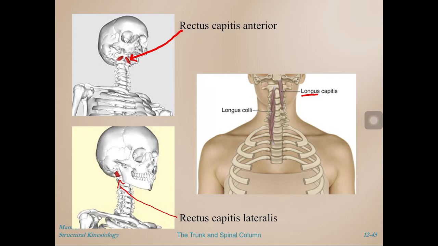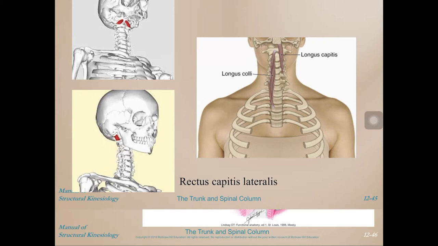Here's longus capitis. Sorry, not rectus, just longus capitis. And then you can see longus colli as well. Longus colli doesn't move the head, but it does do cervical flexion. You can tell because it's on the anterior aspect of the cervical spine running down along it. So if these muscles shorten, if it pulls that way, then it's going to flex the neck.